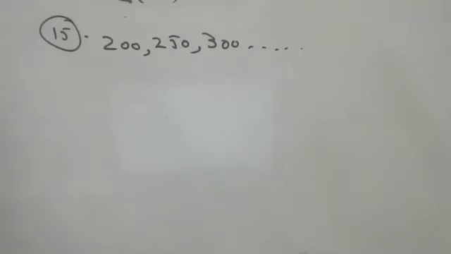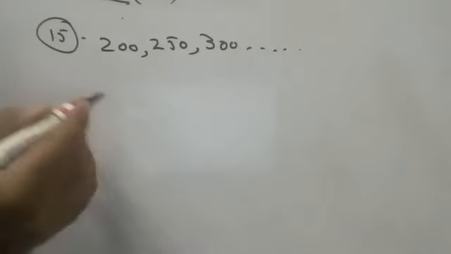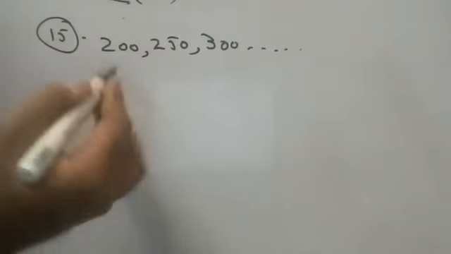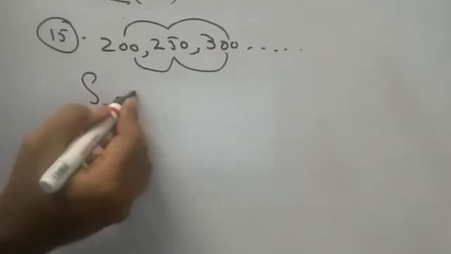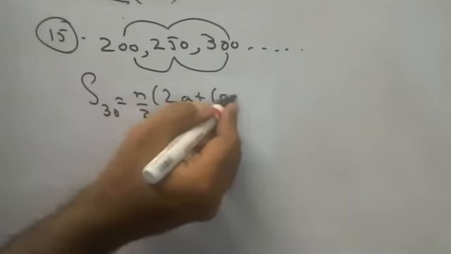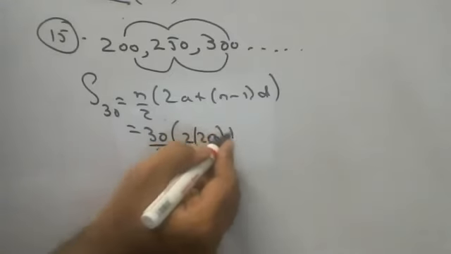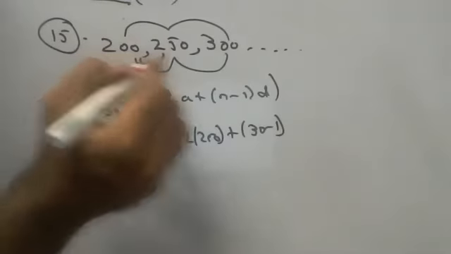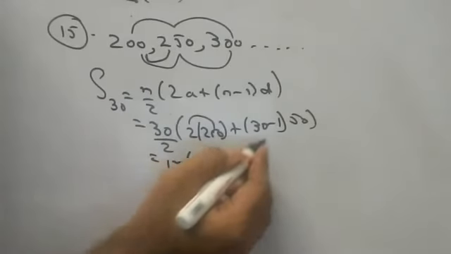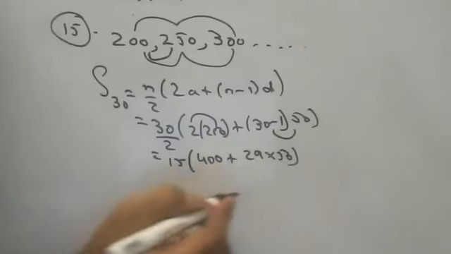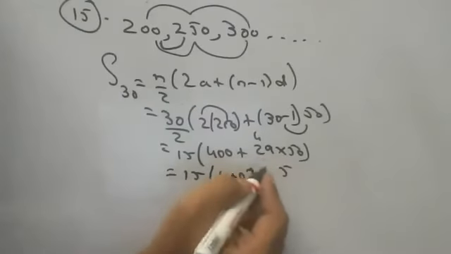How much money does the contractor cut if the work is delayed for 30 days? If someone is delaying work for 30 days, how much is the total penalty? Sum of 30 days: N by 2 into 2A plus N minus 1 into D. You should understand, children. 30 by 2 into 200 plus 30 minus 1. Common difference is how much, children? 50 rupees per day. So 15 into 2 into 200, 400 plus 29 into 50. That is the question. 400 plus 1450.